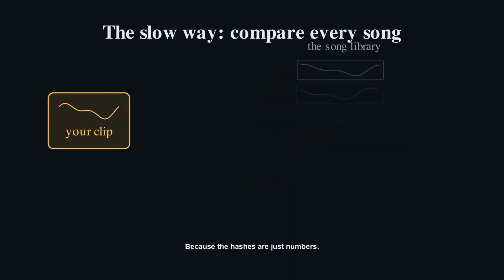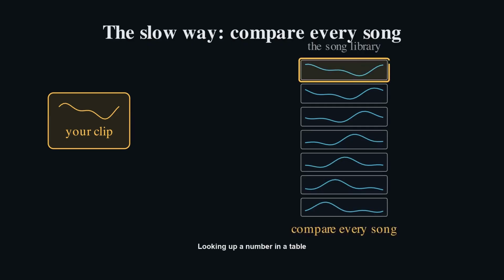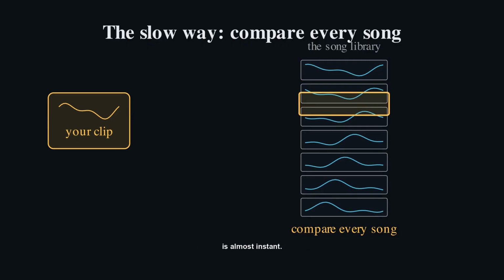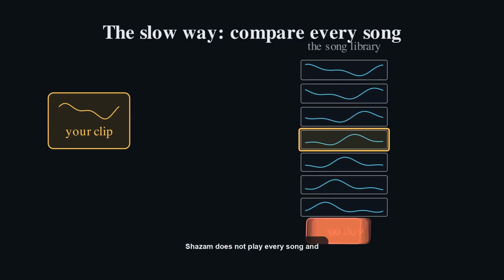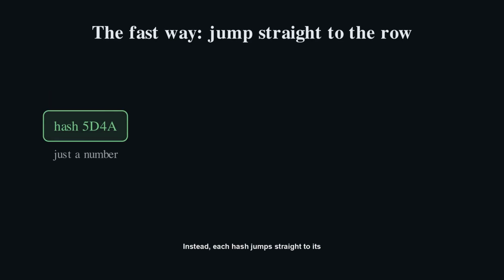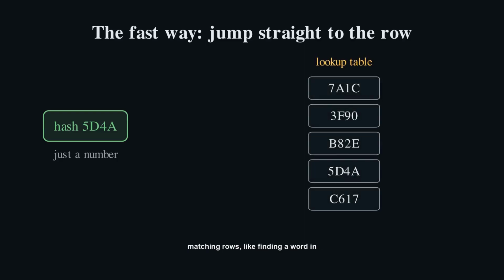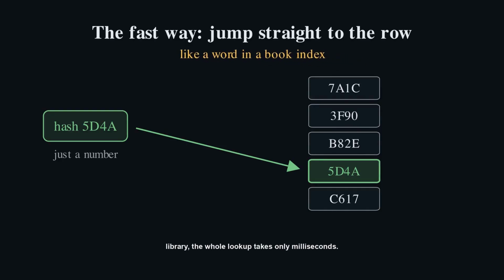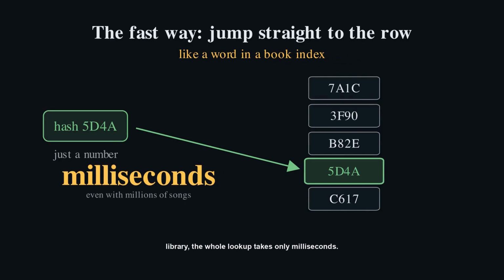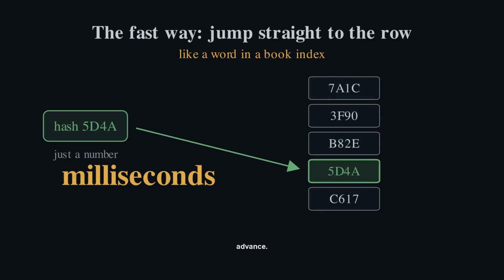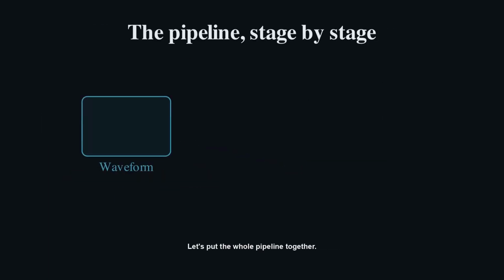And why is all of this so fast? Because the hashes are just numbers. Looking up a number in a table is almost instant. Shazam does not play every song and compare it to your clip. That would take forever. Instead, each hash jumps straight to its matching rows, like finding a word in the index of a book. Even with millions of songs in the library, the whole lookup is fast, because the hard work was all done in advance. Let's put the whole pipeline together.